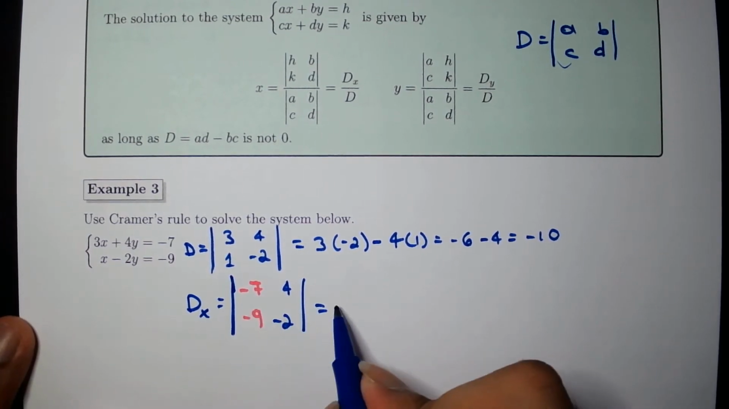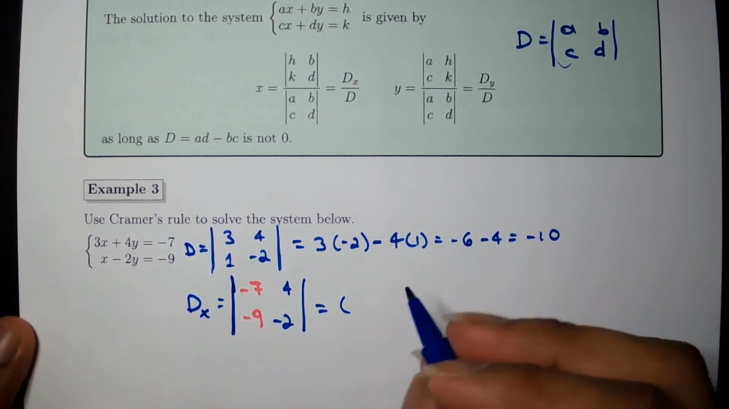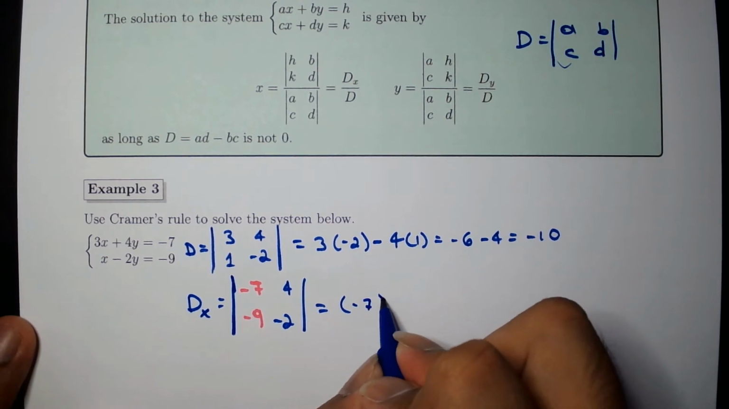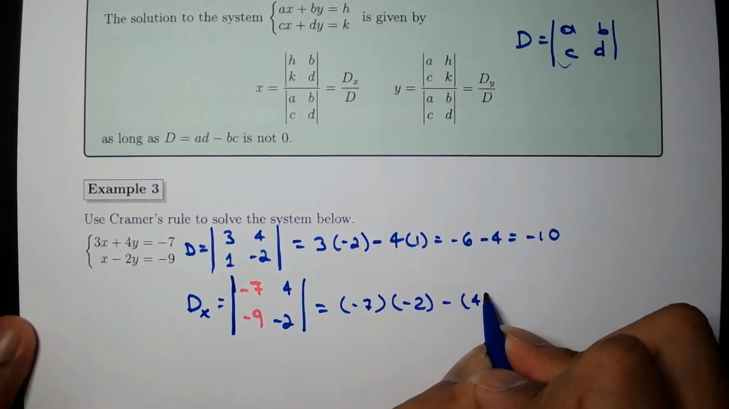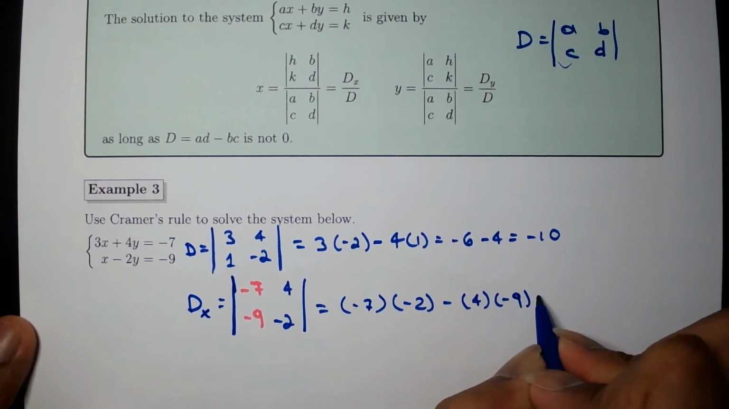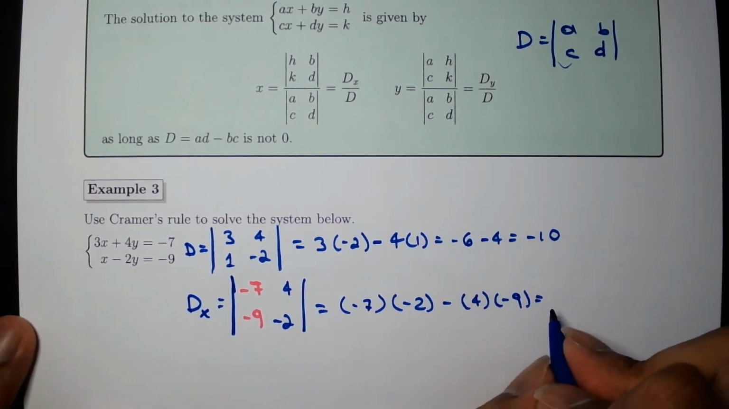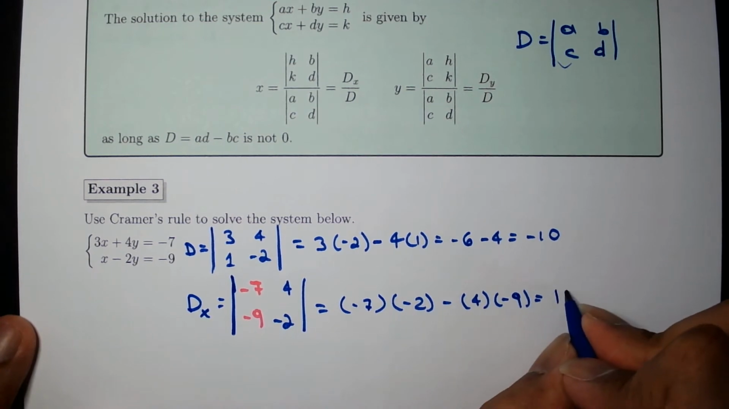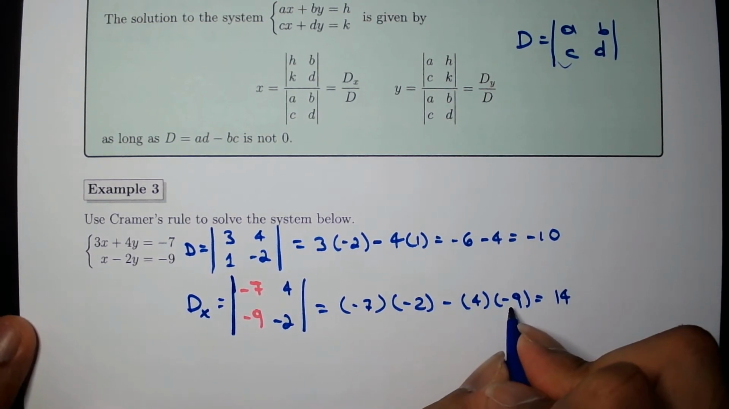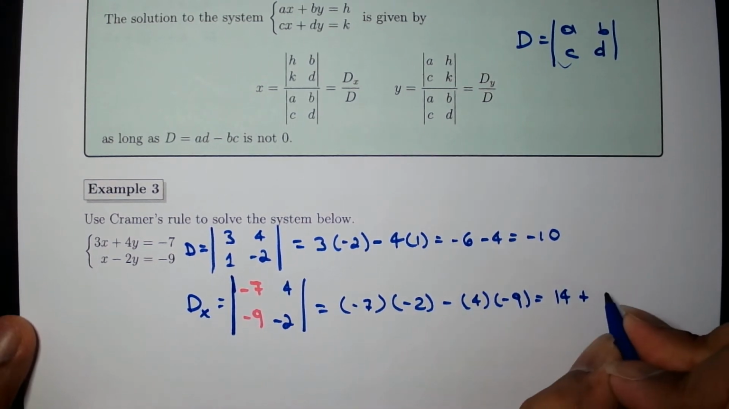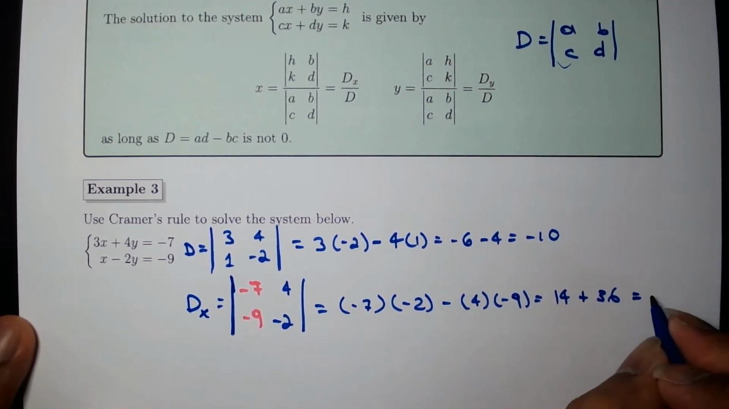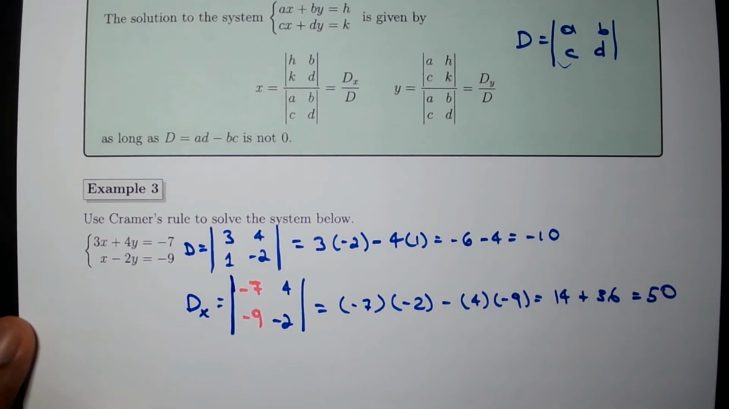Well, so negative 7 times negative 2 minus 4 times negative 9. And in this case, 7 times 2, which equals 14. Negative times a negative is positive. Minus a negative number, which is plus 4 times 9 is 36, which equals 50.